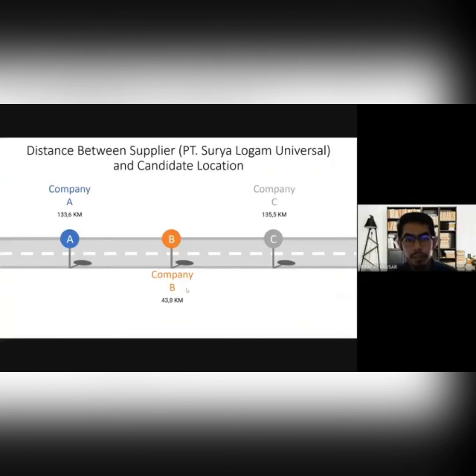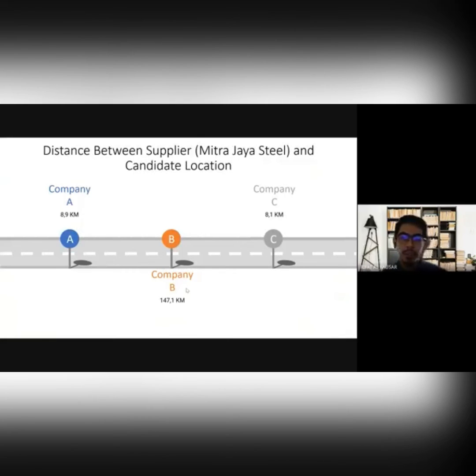Next. And then our next supplier is Surya Logam Universal. To company A is 133 kilometers, to company B is 43.8 kilometers, and to company C is 135 kilometers. Next. And this is between Mitra Jaya Steel and our candidate locations. To company A is 8.9 kilometers, to company B is 147 kilometers, and to company C is about 8.1 kilometers, and all the results are determined by using the ArcGIS application. Okay, next.